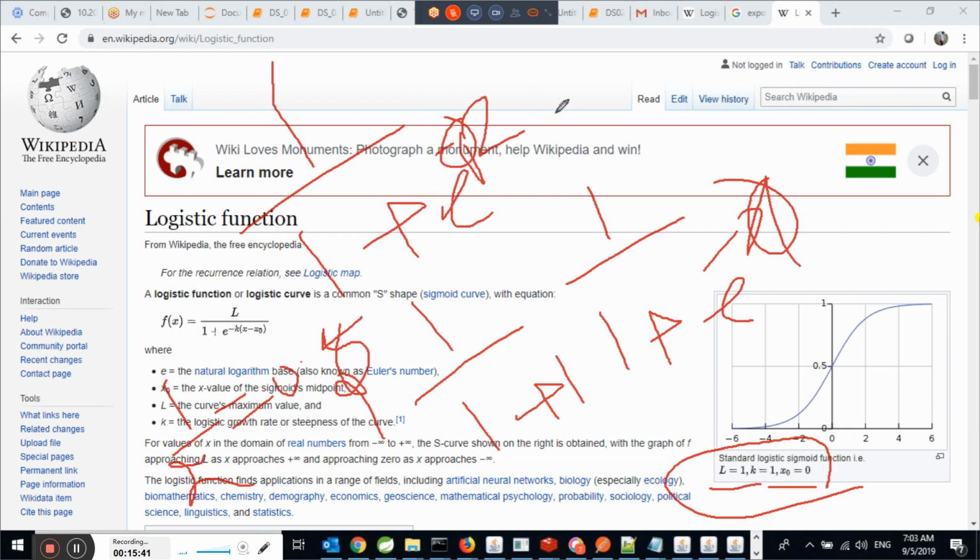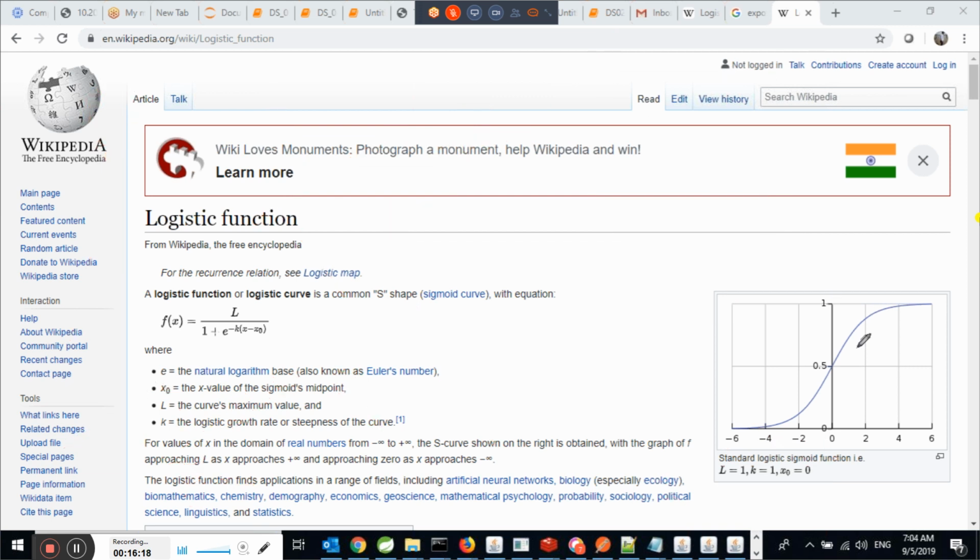Similarly, let's suppose you put the value e power minus 2. Minus minus becomes plus, so it will decrease. You can calculate and put values from 0 up to 20, and you can put negative values also: minus 1, minus 2, minus 3, up to minus 20. So I want to describe this curve.